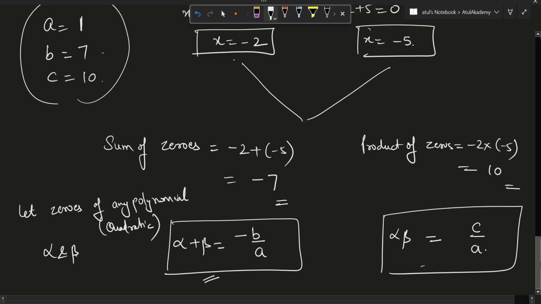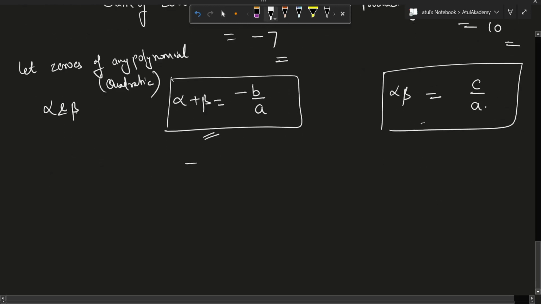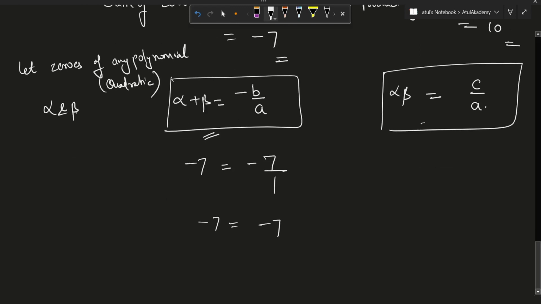How did you verify over here? You have got this thing. The sum was minus 7, I got. The b value was 7, so minus 7 by 1, so minus 7 equals minus 7. Same case over here. The product was 10, and c's value was 10 only. 10 by 1 is 10. So you verified it also. Till here, I think it's clear.